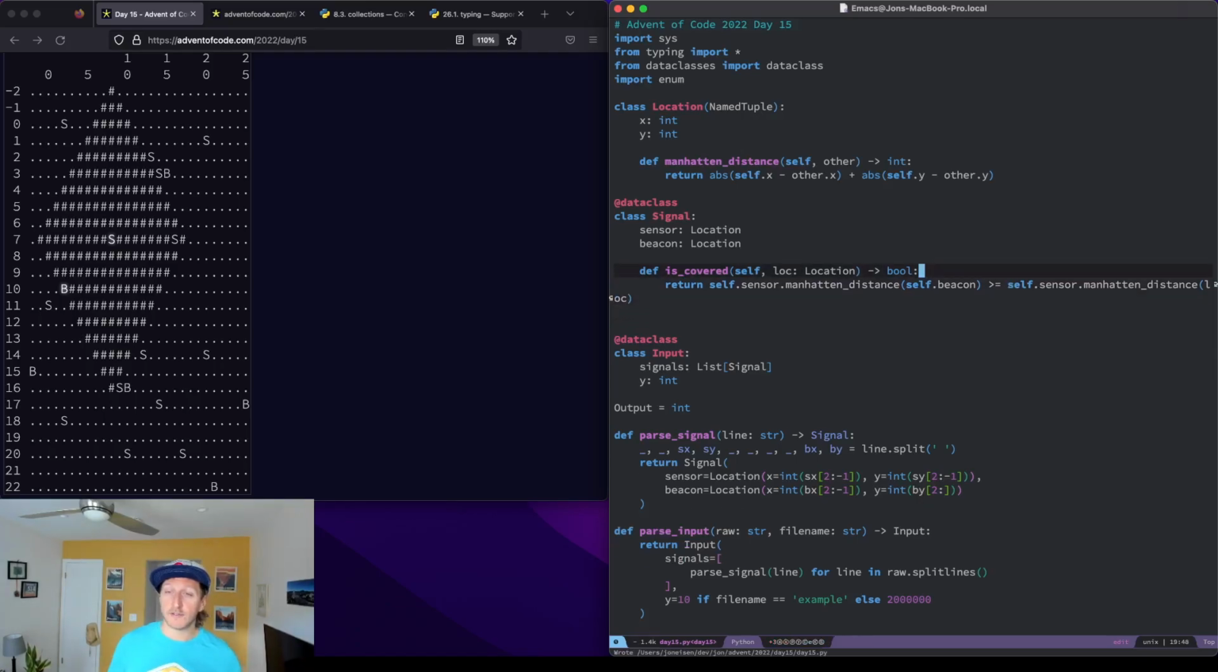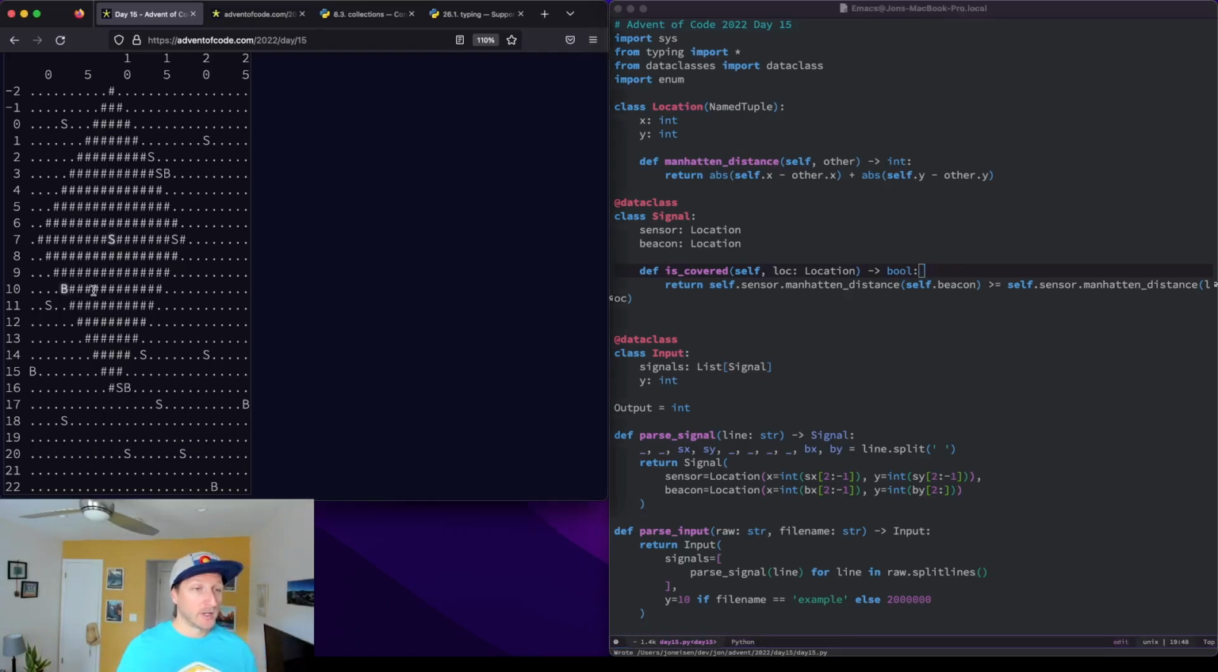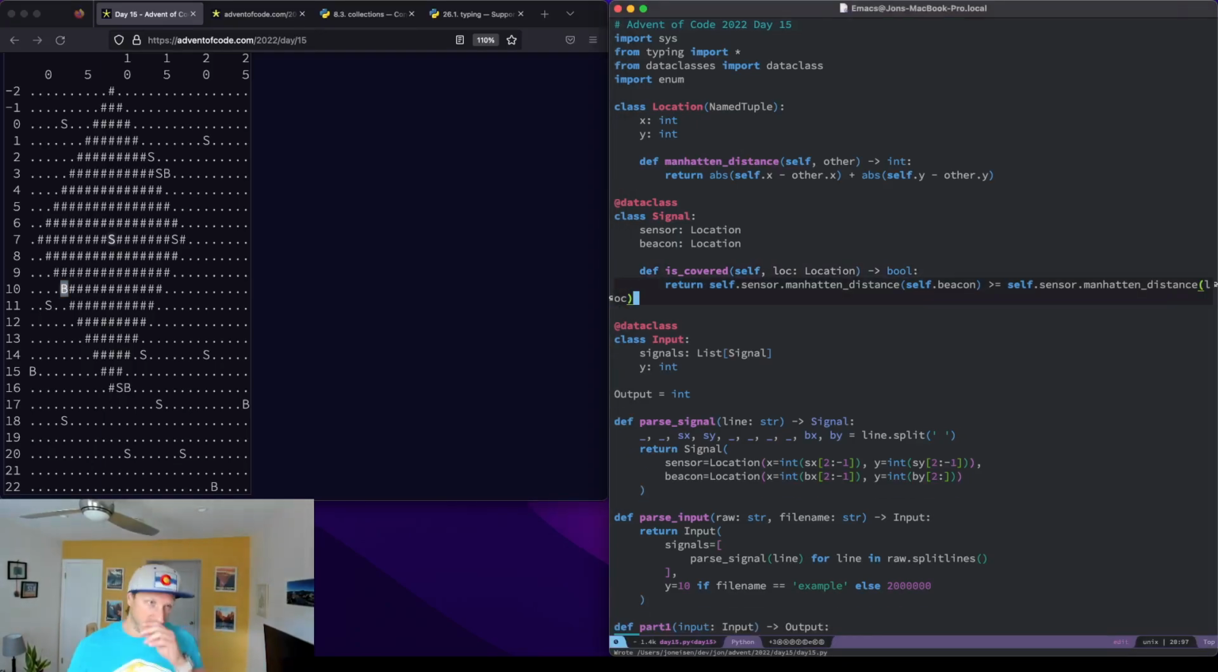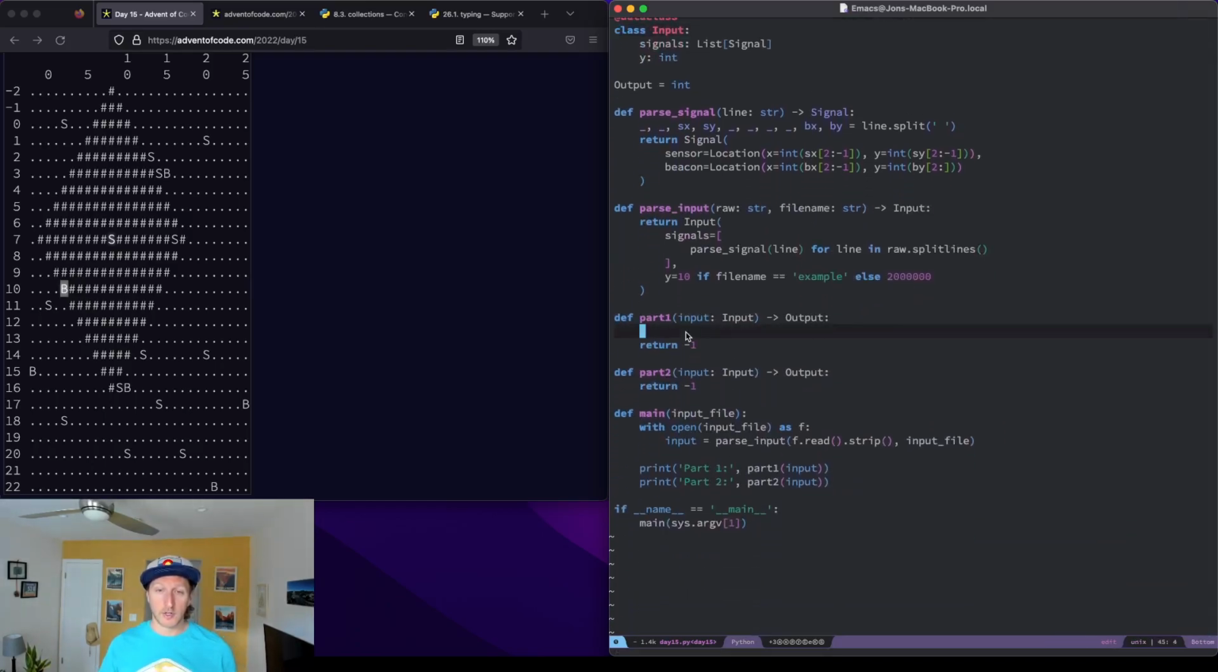Basically, if the beacon's Manhattan distance is greater than or equal to the distance to the point in question, so if we're talking about this point, it has a lower Manhattan distance to the sensor than the beacon. So the beacon has greater than this. And if it's the same, then this returns true, so that means it is covered. All we need to do is go through each point, then go through each sensor and determine if that sensor covers that location.